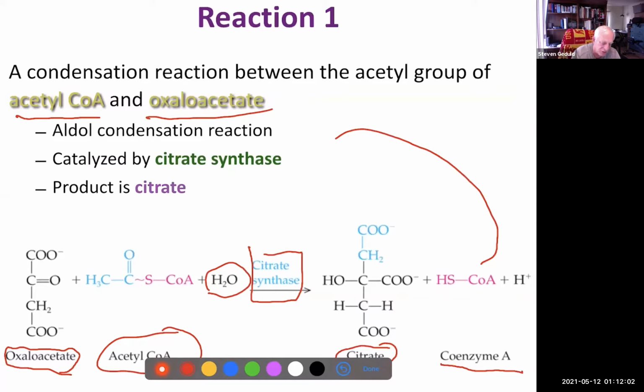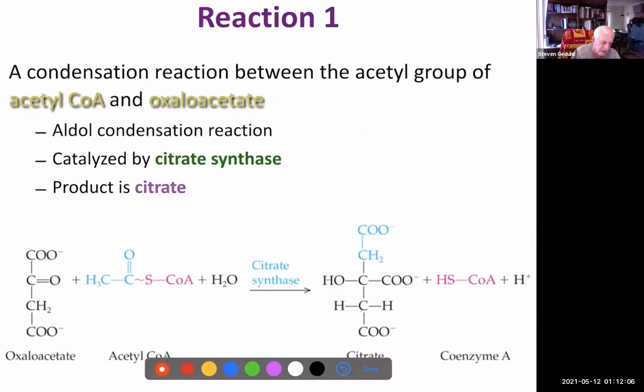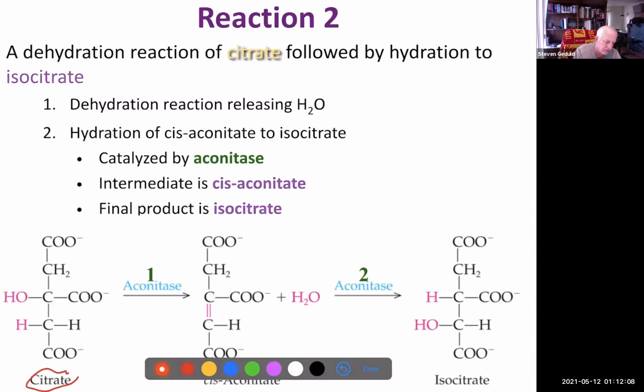So now we've got citrate being produced. That's our first reaction. So the product is citrate. Second reaction, we start with citrate, which you just produced. A dehydration reaction means you're going to lose water between it. Okay. Followed by hydration to isocitrate. You take water off and put water back on. Okay. Hydration of cis aconitate is to isocitrate. It's catalyzed by the enzyme aconitase. The intermediate step is cis aconitate, and the final product is going to be isocitrate.